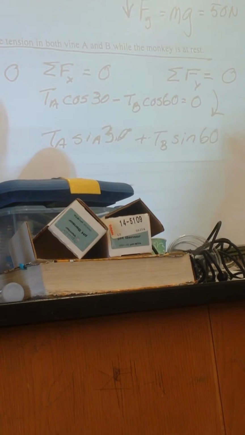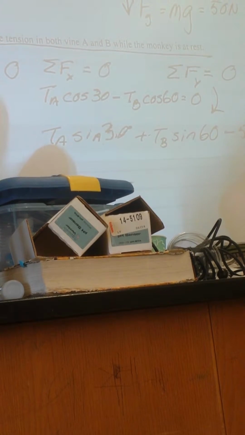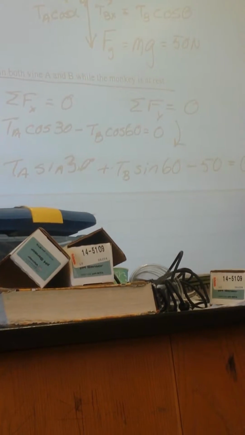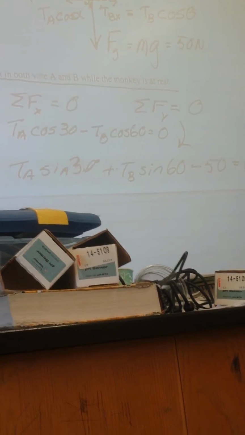Minus 50 would have to equal 0. Or in other words, these two have to add up to 50. So the upward forces have to balance out the downward forces since it's in equilibrium.